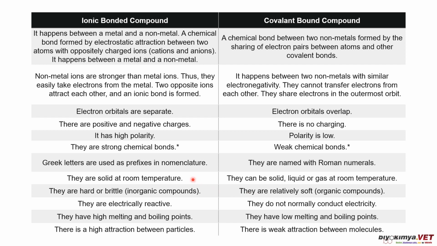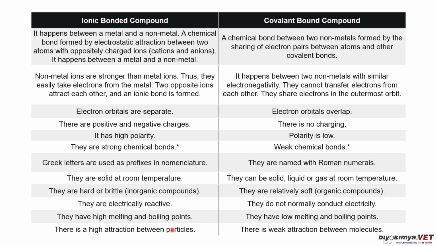Ionic bonded compounds are solid at room temperature. For covalent compounds, it varies. They are hard or brittle for ionic inorganic compounds. They are relatively soft for covalent compounds. Ionic compounds are electrically reactive, while covalent compounds do not normally conduct electricity. Ionic compounds have high melting and boiling points. Covalent compounds have low melting and boiling points.